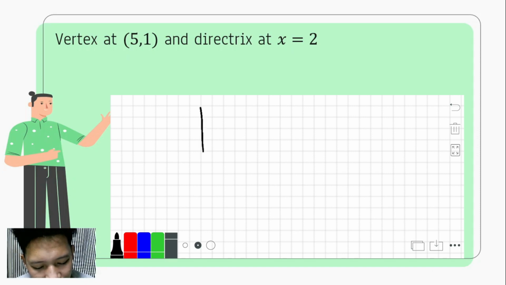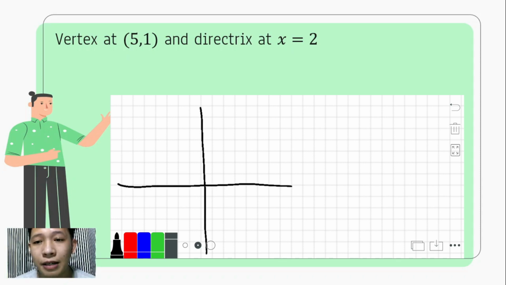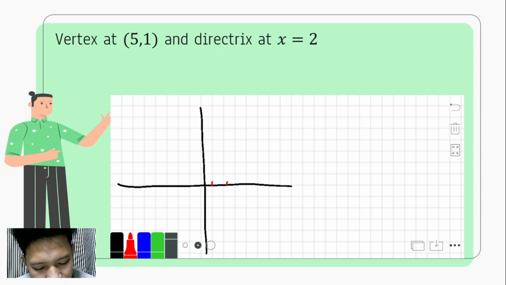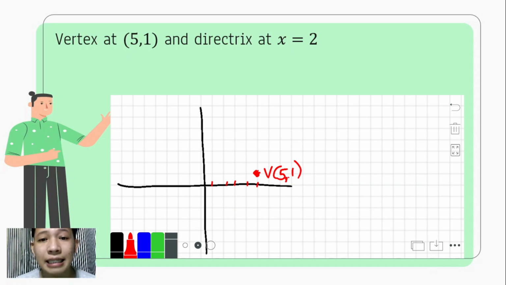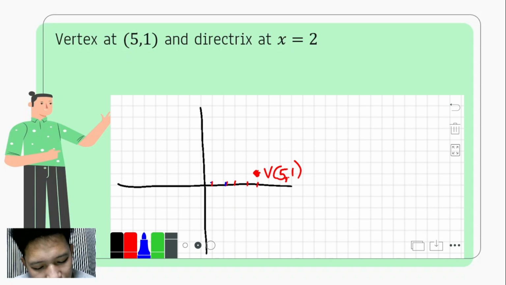So, given the Cartesian coordinate system, our vertex is at 5, 1. So, that is 1, 2, 3, 4, 5. Then we have here 1. So we have here the vertex at 5, 1. And then the directrix, sabi dyan, the directrix is at x equals 2. So we have here 1, 2. So nandito po yung ating directrix.